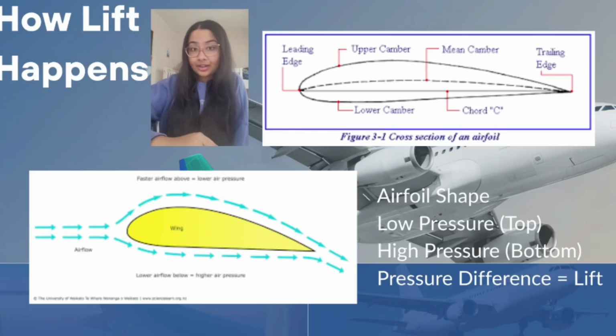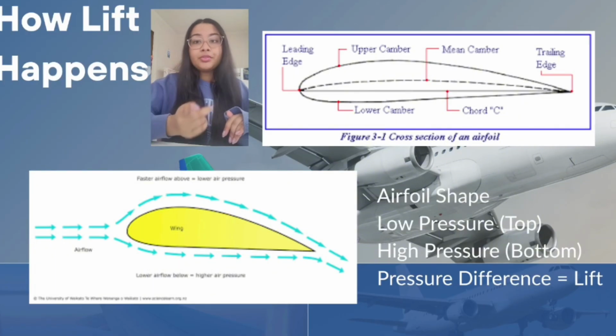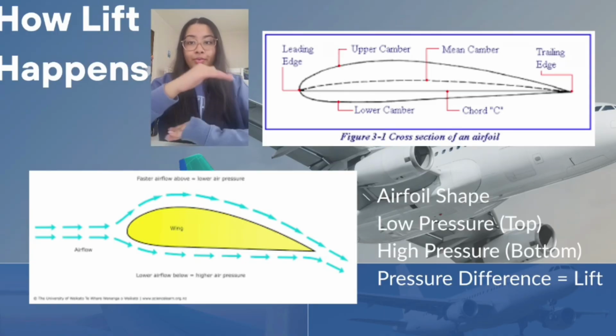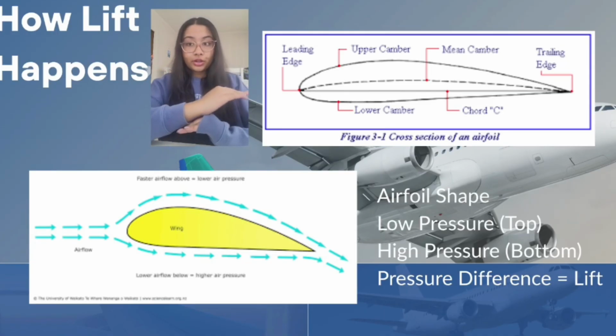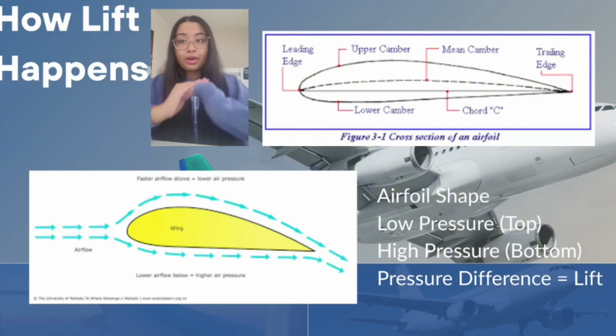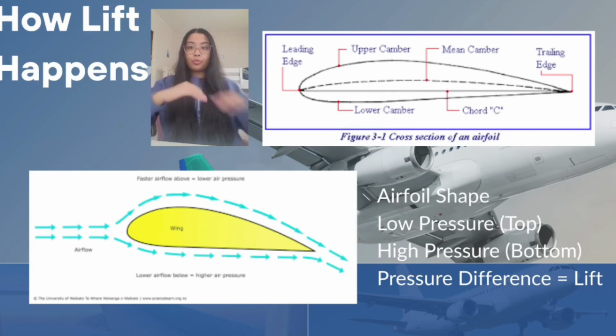Now, here's the mechanical magic: lift. Airplane wings are shaped like something called an airfoil. The top of the wing is curved and the bottom is flatter. When air moves over the wing, it travels faster over the curved top surface. Faster moving air creates low pressure. Slower moving air below creates higher pressure. That pressure difference pushes the wing upward.